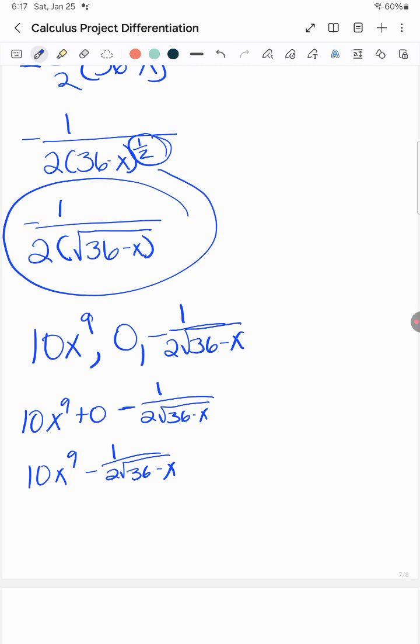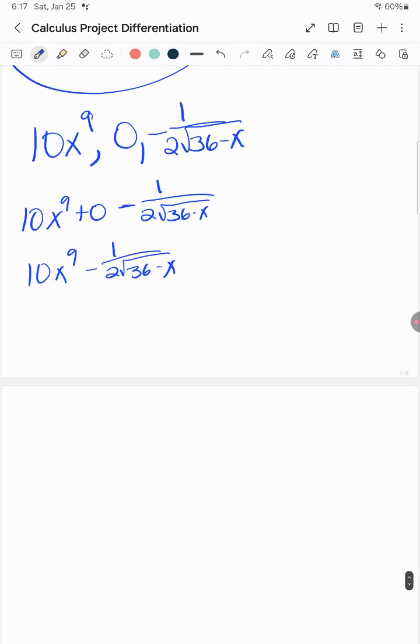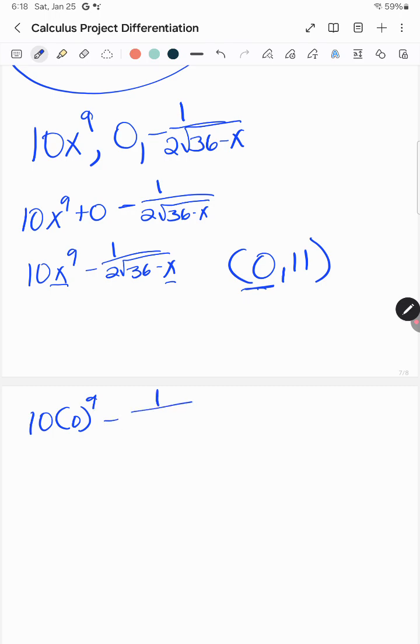However, this particular problem that I chose added an extra step where you need to figure out what the tangent line is. The slope of the tangent line at the given point is what we originally wanted. So if we recall, our given point was (0, 11). We have our x terms, and so x at our given point is 0. We just need to take that 0 and plug it back in to get our final answer. So we have 10 times 0 raised to the ninth minus 1 over 2 times the square root of 36 minus 0. Not that bad.